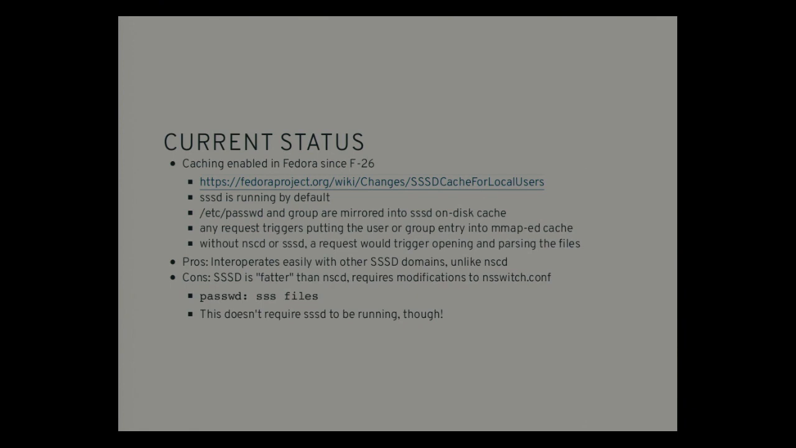The way the caching works is that if there is a request coming from an application, like ls wants to convert the number to name, the request goes first to SSSD. The first request goes to the daemon, which is a little slow, but then the daemon, as part of the reply, puts the reply into a memory mapped cache. So any subsequent request would not even hit the daemon, it would just be in the NSS module, which is loaded into the memory space of whoever is calling it.